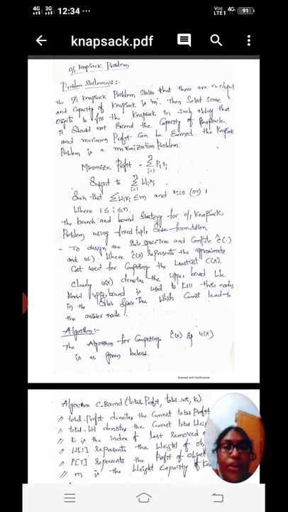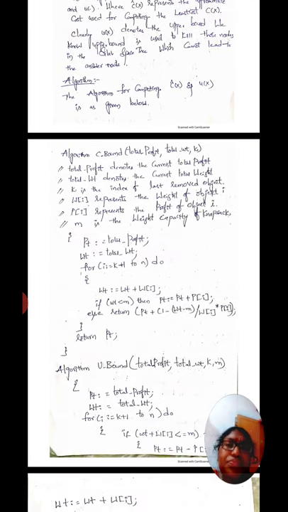We know upper bound is used to kill those nodes in the state space tree which cannot lead to the answer node. Okay, coming to the algorithm for computing c cap of x and u of x. C cap of x in the sense lower bound and u of x in the sense upper bound is as given below. Look at these algorithms, otherwise you can't understand the concepts of lower bound and upper bound.